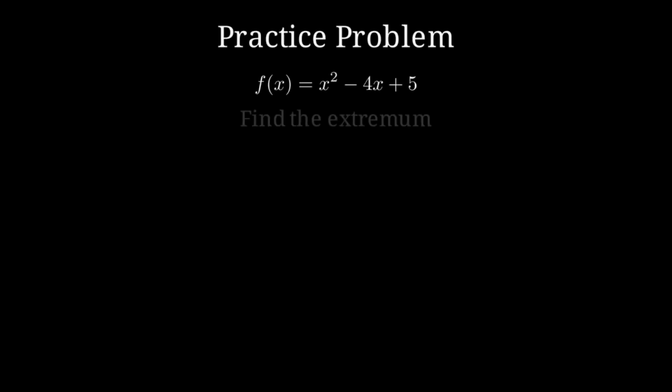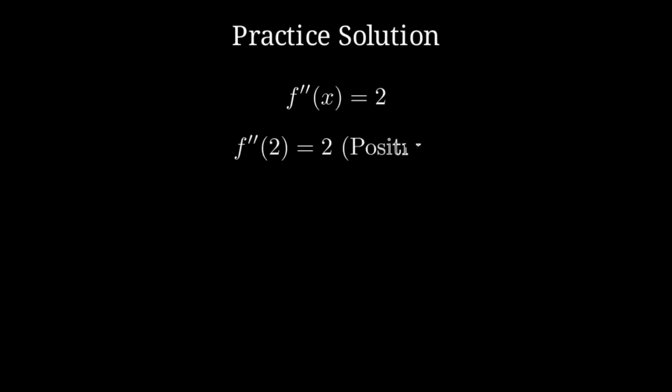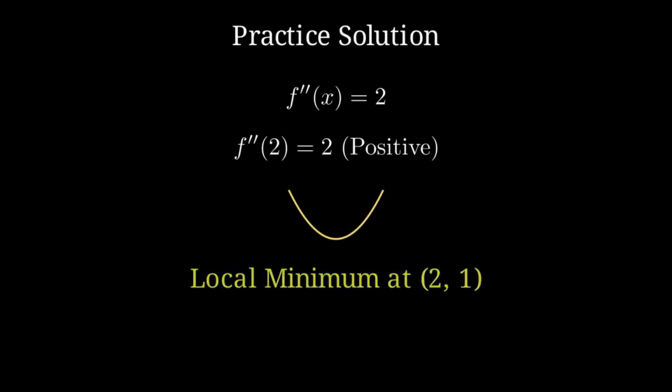Let's try a quick practice. For f of x equals x squared minus 4x plus 5, the derivative is 2x minus 4. Setting this to 0 gives us a single critical point at x equals 2. The second derivative is a constant positive 2. Since it is positive, the function is concave up everywhere, meaning our critical point at x equals 2 is a local minimum. Plugging x back into the original function gives the coordinates (2, 1).